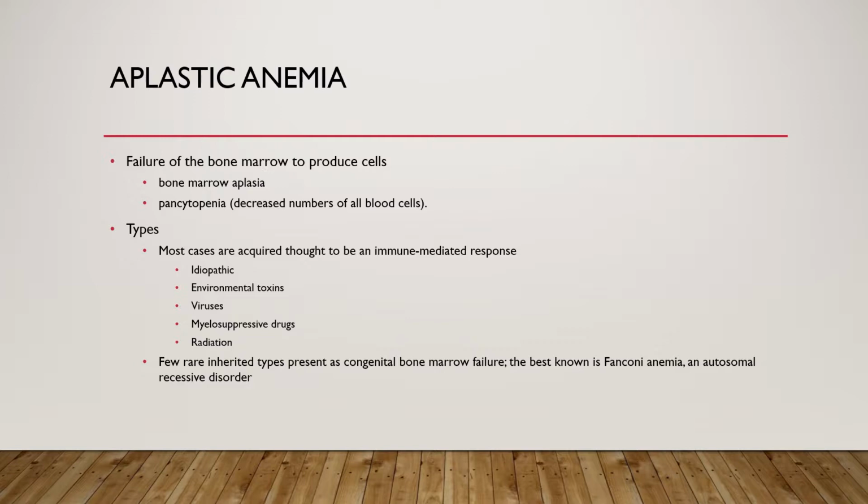Most cases are acquired, thought to be an immune-mediated response, or idiopathic. They don't know why. Could be environmental toxins. I've seen it associated with viruses myself. Myelosuppressive drugs and radiation can also do that. So children who are undergoing treatment for cancer are at great risk for aplastic anemia. You do need to know that Fanconi's anemia is specifically an inherited type of aplastic anemia, and it's an autosomal recessive disorder. So we don't see it real often, but it is out there.